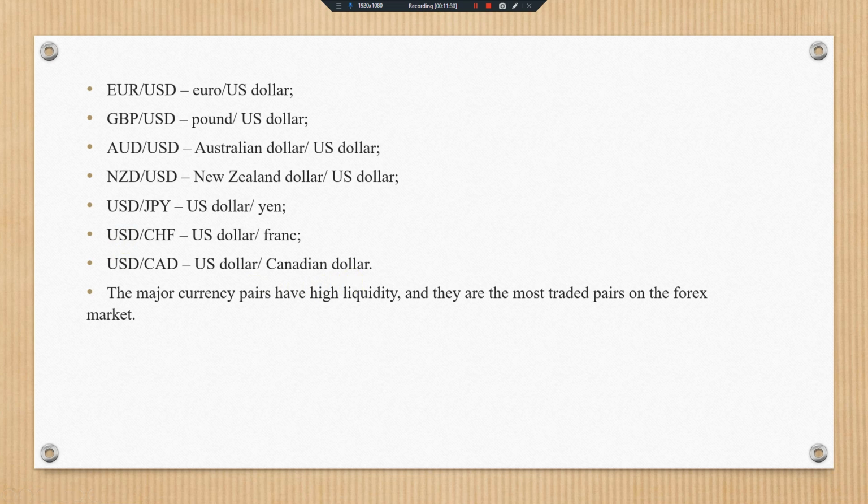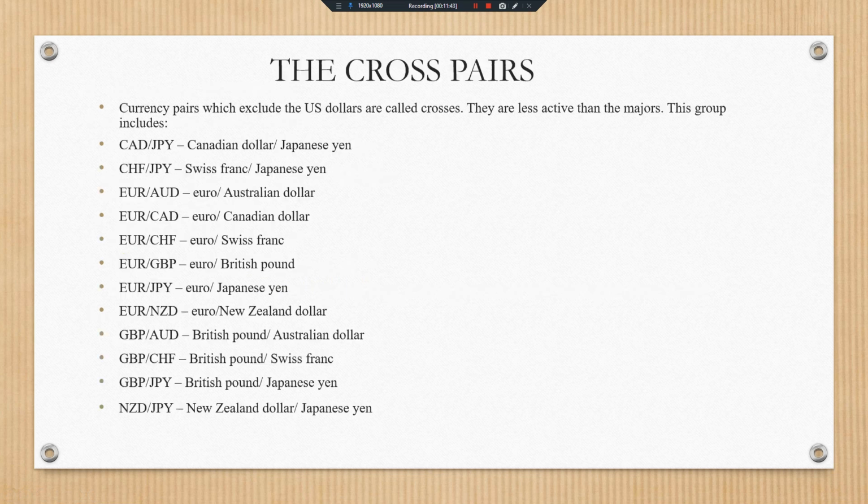So, ladies and gentlemen, these are the major pairs. And remember, the major pairs consist of the US dollar together with a currency from a country that is significant in the world.